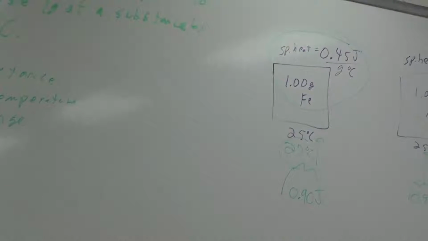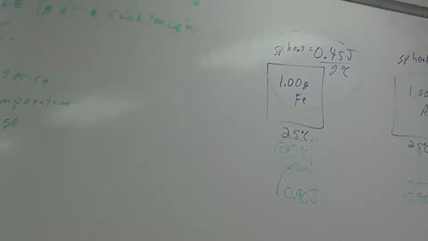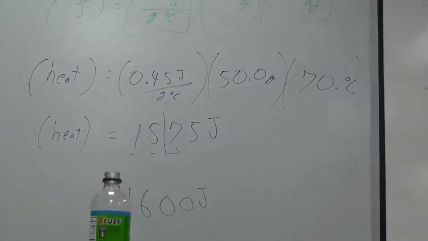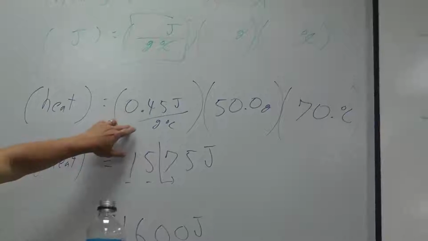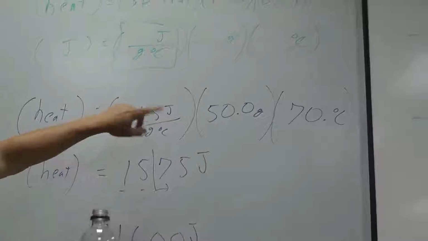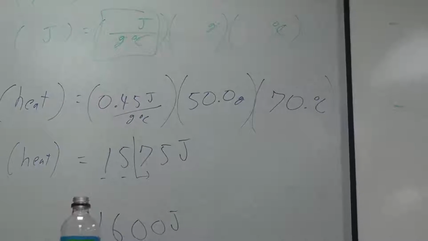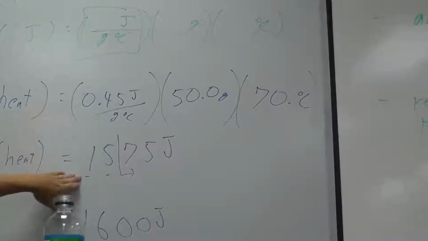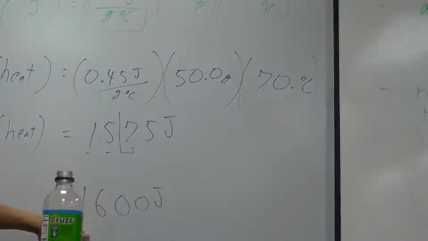Calculator will say 1575 joules, but you would have to round that off to two significant figures because of your temperature change. So you should be getting specific heat of iron 0.45, 50 grams of it, and a temperature change of 70 degrees. Going from 25 to 95 is a 70 degree change. So you plug that in, you calculate this, you think about significant figures, and you round it to this.